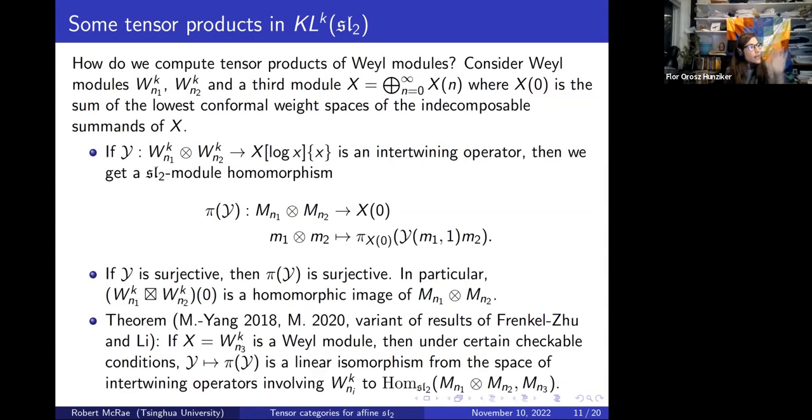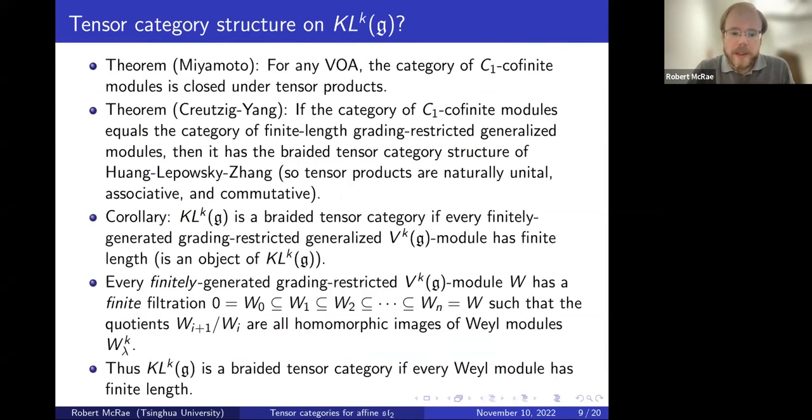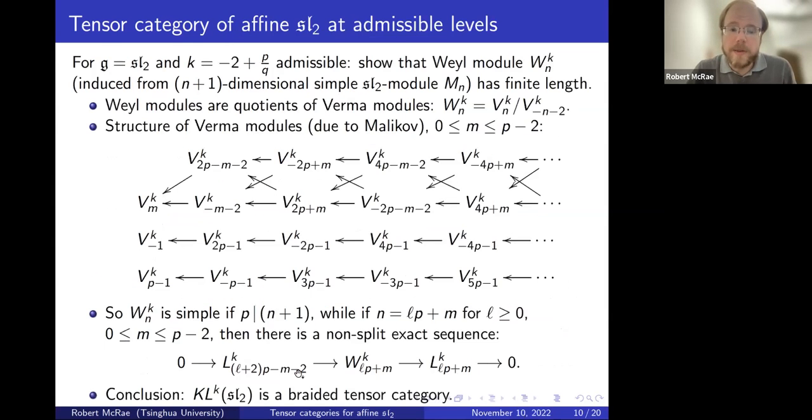Sorry, one question. Does everything you said up to that point generalize to any other Lie algebra, not just SL2? Yeah, so I should say, up to this point, this was all general. This condition that you get a tensor category if every Weyl module has finite length is true for any Lie algebra, any level.